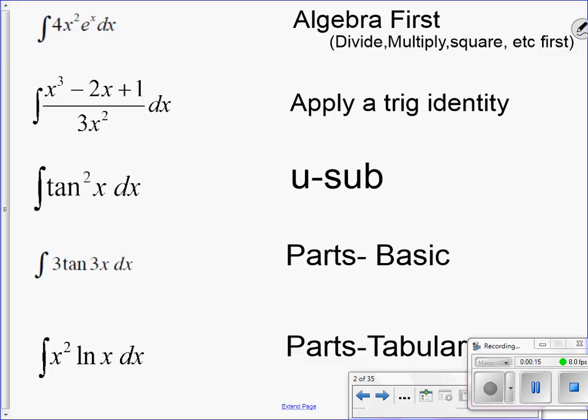Okay, so now which way should I? You know what? I'll go through them and then you tell me which technique. All right. So the first one, the integral of 4x squared e to the x: parts, tabular, turbo parts. All right. I'm going to be color coded.